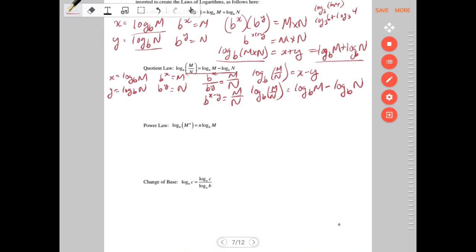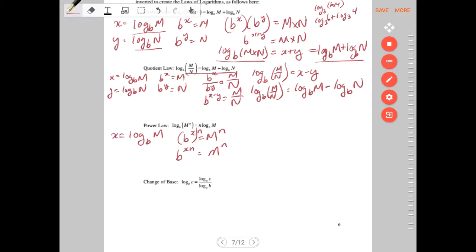All right, let's move on to the power law. So we're going to let x equal log base b of m, okay? And again, we're going to convert that into exponential form. So that becomes b to the x equals m, okay? Now I'm going to put both of them to the power of n, okay? So then that becomes, again, we multiply the exponents using the power law. So b to the power of xn equals m to the power of n.